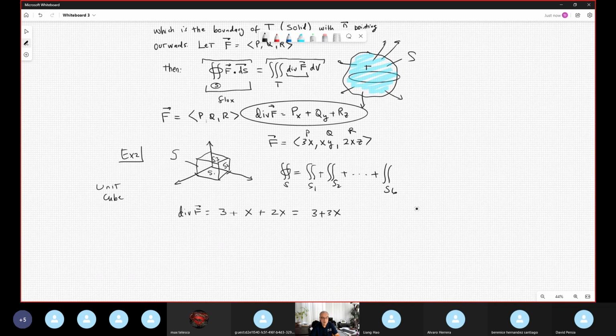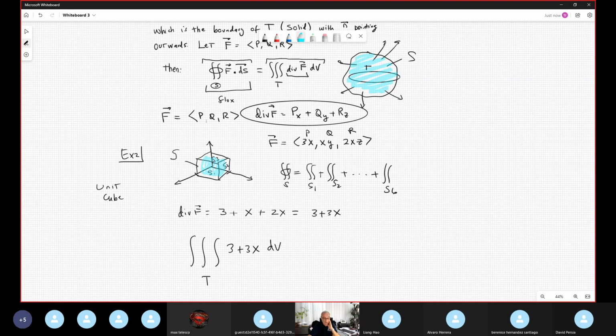I change my problem into a triple integral. The integrand function is 3 plus 3x, and now dV, and the solid T. The solid T is the solid inside this.